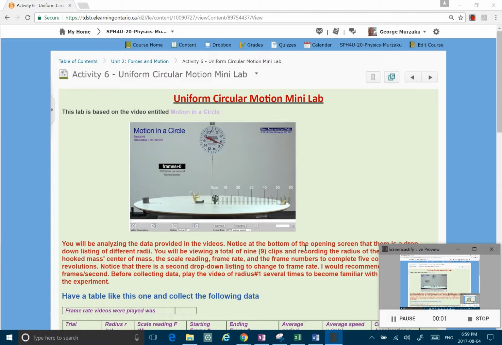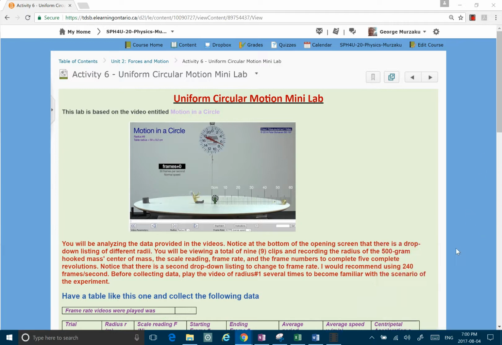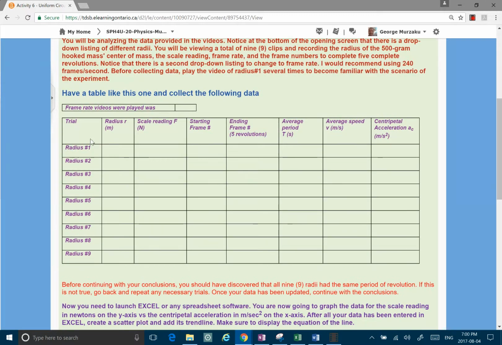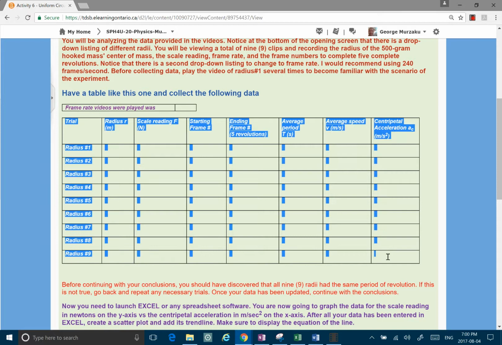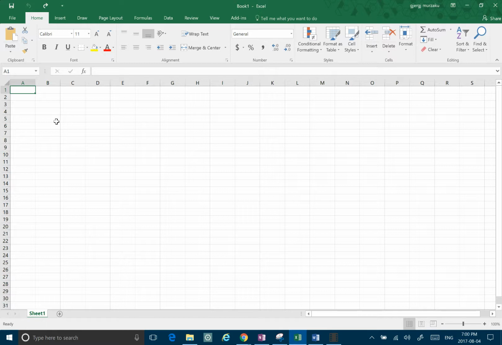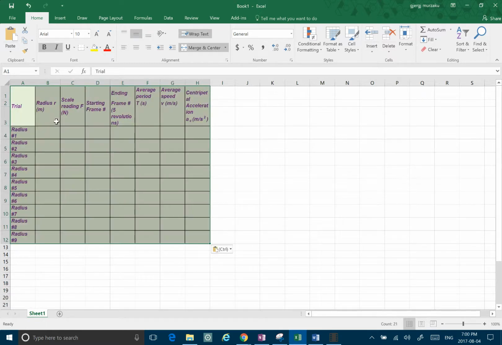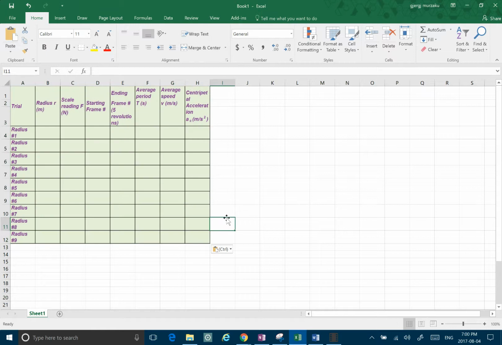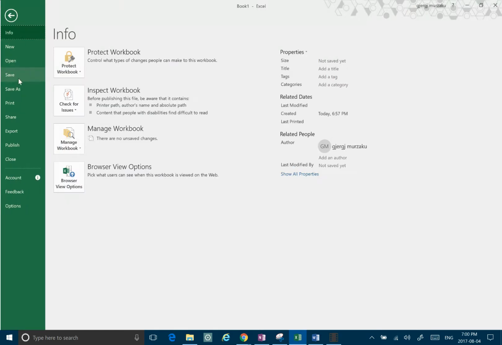Hello, everyone. So let's try to start up our mini lab activity about uniform circular motion. The first thing we're going to do is copy the table. So just select everything, Control C, and let's paste that into an Excel file. I have an Excel file open, Control V, and here we have all our data. We don't have to worry about the formatting for now, it's just so that we can collect data. We can even save it just to make sure.